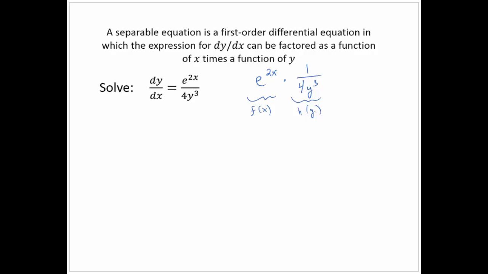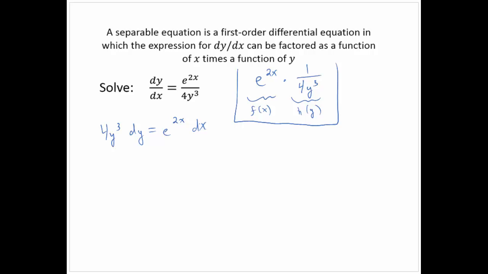Now, it's called a separable equation because I can separate everything that involves the dependent variable on one side and everything that involves the independent variable on the other side. So what I will do here is multiply by the 4y cubed. And so I can write this equation as 4y cubed dy is equal to e to the 2x dx.